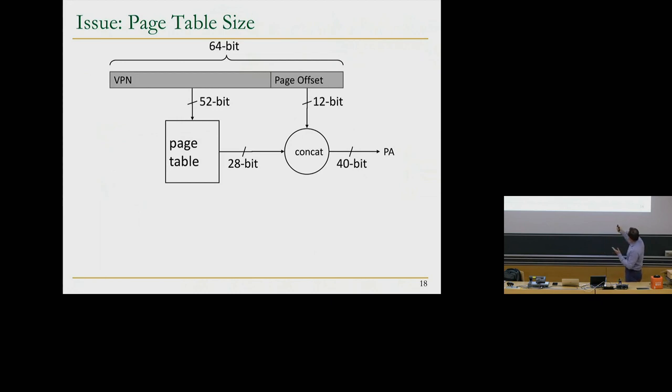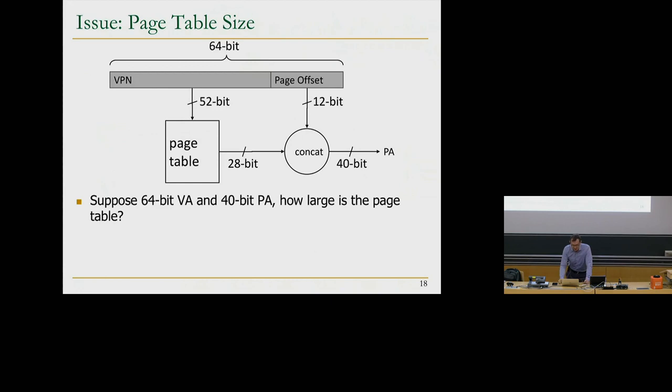And assume that your physical address is 40 bits. Your physical memory size is 2 to the 40 bytes. This is the translation. You need to convert a 52-bit virtual page number to a 28-bit physical frame number, and then calculate the physical address by concatenating the page offset with the physical frame number. So you've seen this before. So how large is the page table in this case? I think I've already given you the idea. You have 2 to the 52 entries times the size of the entry. Assume that the size of the entry is 4 bytes. That's 2 to the 54 bytes.